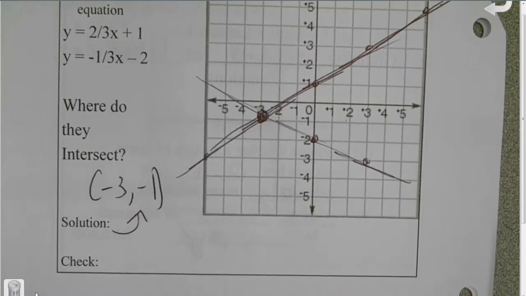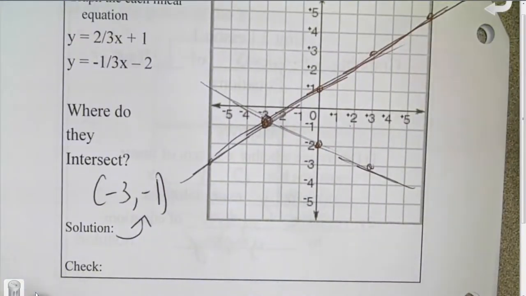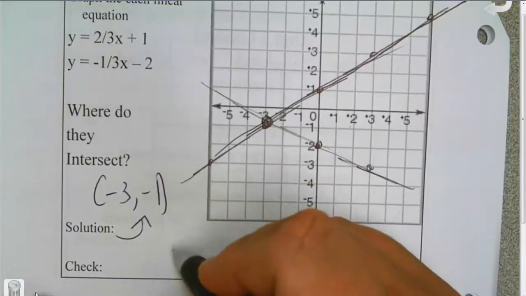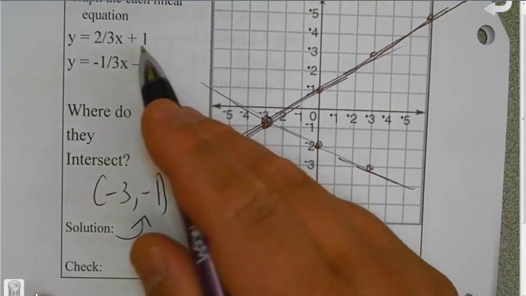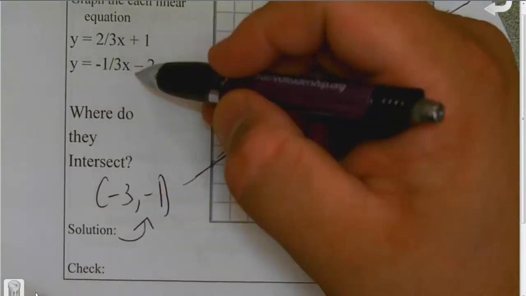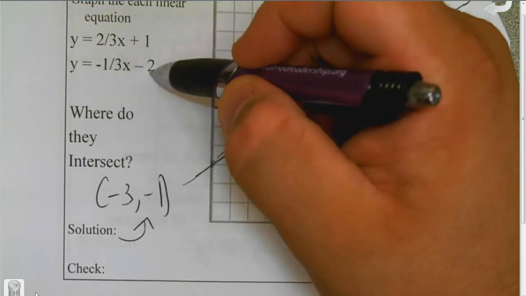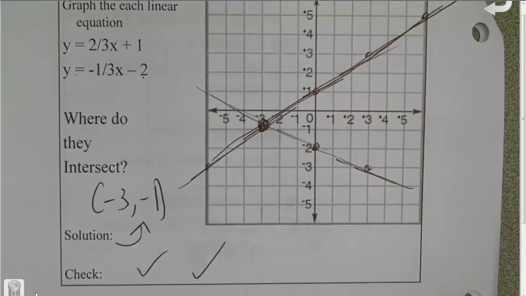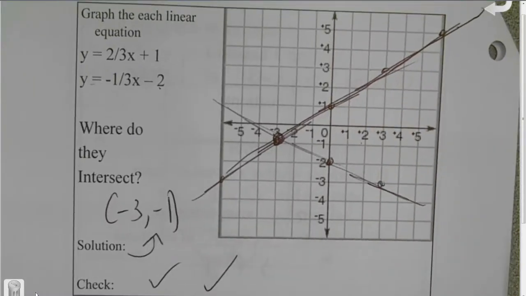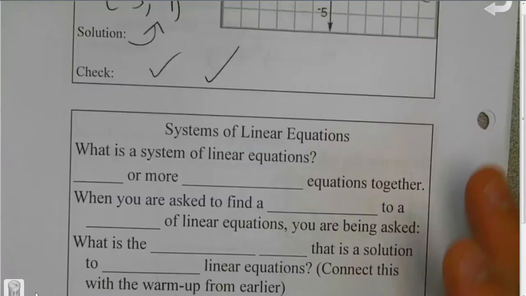And so in order to check that, you have to plug in negative 3 and negative 1 back into the equation. So we would do 2/3 times negative 3, and we get negative 2, plus 1 is negative 1, so that checks out. Then we do negative 1/3 times negative 3, and we get 1. 1 minus 2 is negative 1, and so that checks out. So both equations check out. But my question is, if you could figure out a way to do this without doing all this work, wouldn't you do it? And that's what we're going to get into today.